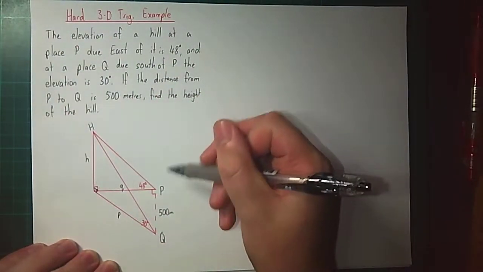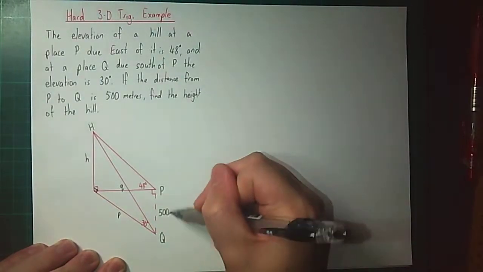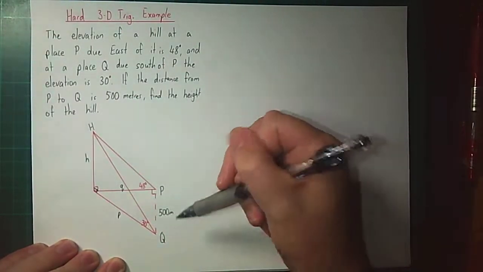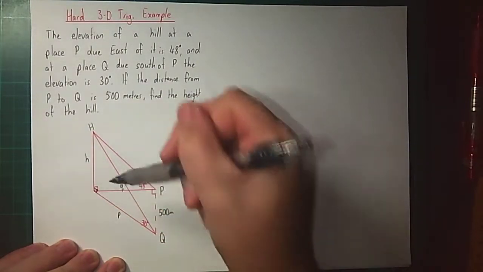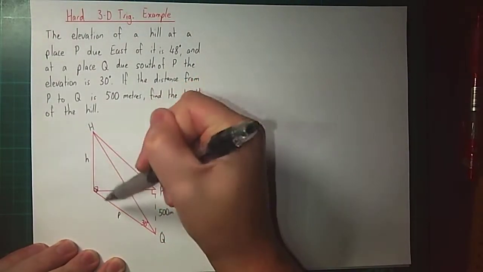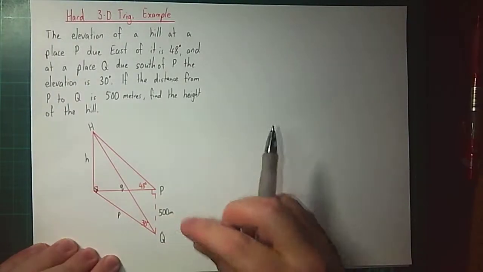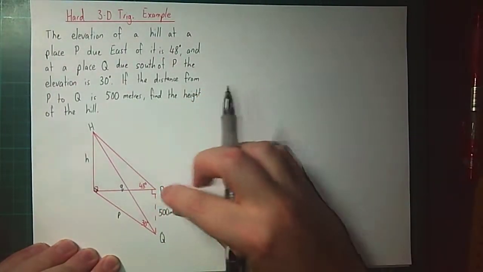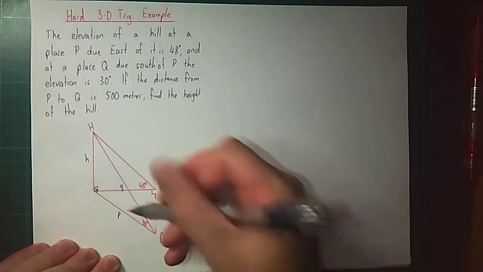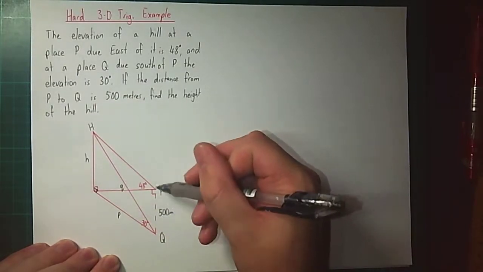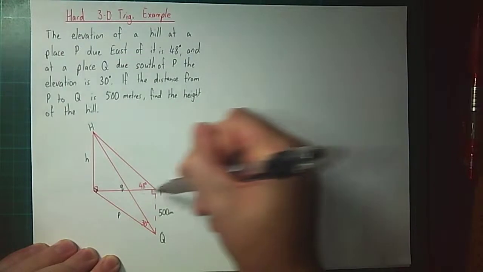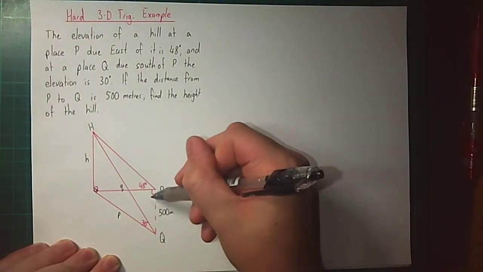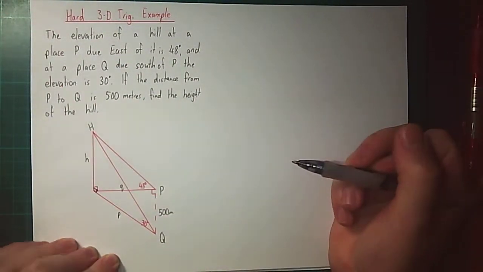And then due south of P, which has a distance of 500 meters, that angle of elevation is 30 degrees. So that's why it's a right angle as well. It's hard to see here, but I've got a right angle for the Q part of the triangle, and a right angle here for the P part. Then we've got another triangle on the ground, which is a right angle because this is an easterly line, and this is a southerly line. So they meet at a right angle here.